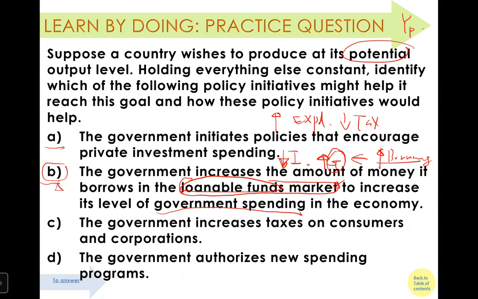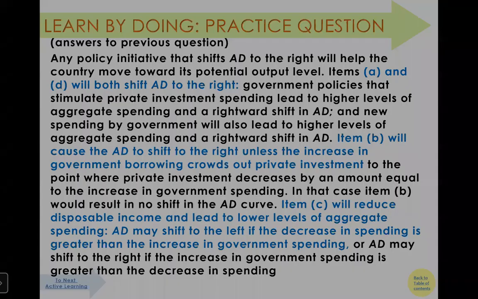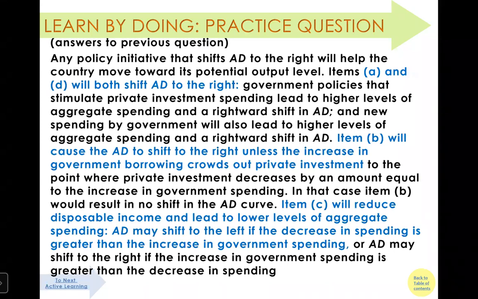Now C, government increases tax. Certainly this is counterproductive, so this is going to have a contractionary impact. D, the government authorizes new spending. So certainly that will help, but you may want to combine it with B, to consider how the government is going to finance this spending. Nevertheless, all the answers or details are in these slides, so I encourage you to read through and make sure you understand what we just discussed.